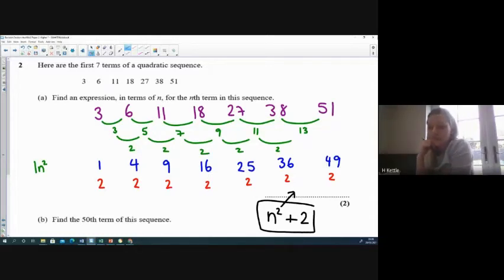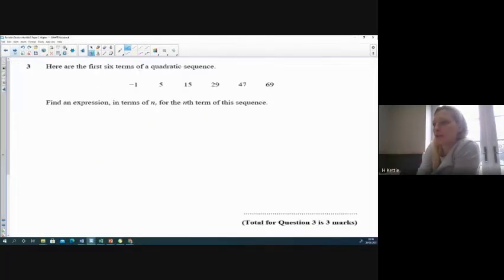Then it says find the 50th term of this sequence. So to find the 50th term, we make n 50. So we're going to do 50 squared, which would be 2,500. Add 2. So 2,502 would be our answer to the 50th term of the sequence. We would just make n whatever position number that we wanted. I think I looked at that and thought that's quite an easy one. So I've done a slightly harder version.